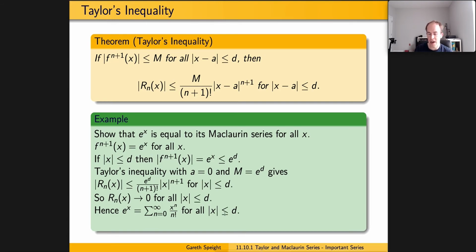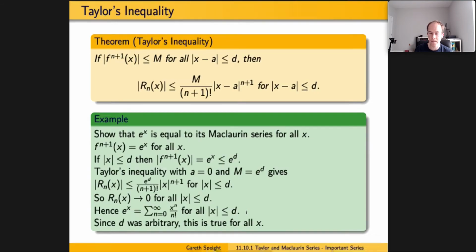So now we've managed to show that e to the x is equal to its Maclaurin series for x between minus d and d, for every d. So it must also be true for every x. Right, if something is true from negative 10 to 10, and it's true from negative 100 to 100, and true from negative 1000 to 1000, then it will be true also for every x.